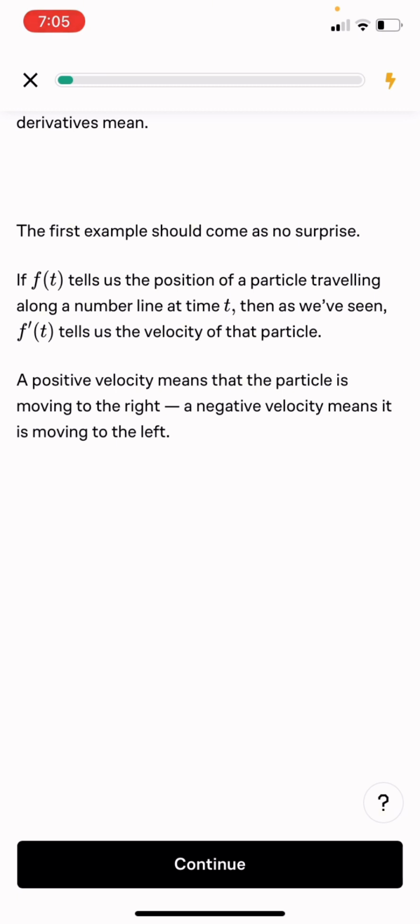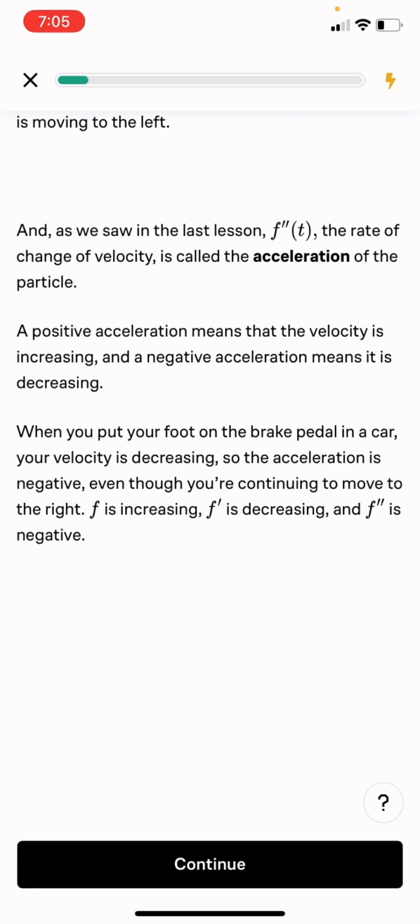When you put your foot on the brake pedal in a car, your velocity is decreasing. So acceleration is negative, even though you're continuing to move to the right. f is increasing, f prime is decreasing, and f double prime is negative. So it's kind of like a chain reaction. If f double prime is negative, then it pushes f prime until it hits negative.